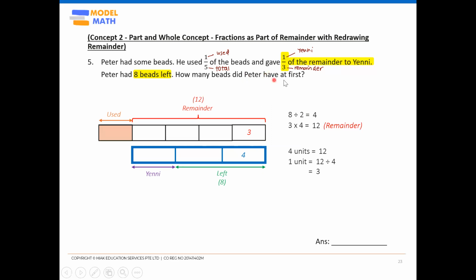So how many beads did Peter have at first? You want Peter at first. At first means the whole stretch. 1, 2, 3, 4, 5. Don't have to care about the bottom layer already. The top 5 units is your total. So simply find 5 units, and there you go, 15 beads.